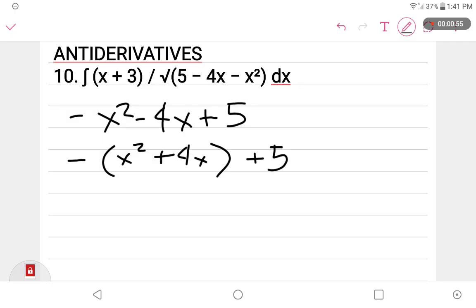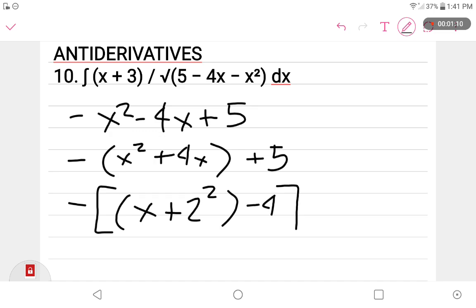So, half of 4 is 2. Then we square it and we get 4. So rewrite this as negative quantity (x + 2)² minus 4. Then we close the bracket and add 5.